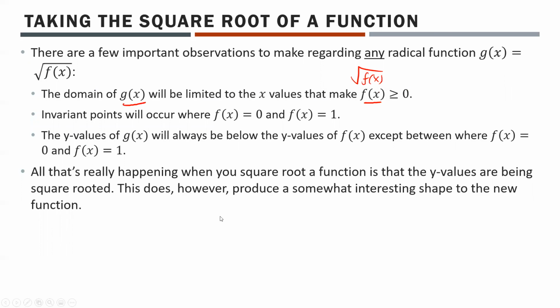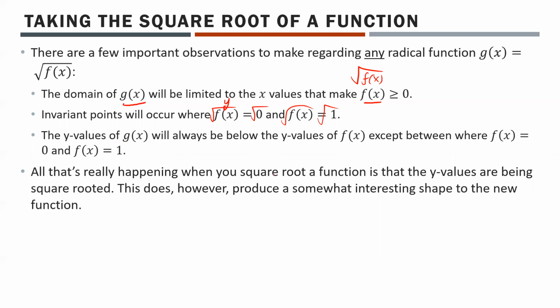The other thing we'll notice, invariant points will occur where f of x, remember that's a fancy way of saying y, f of x equals 0 and f of x equals 1. And this again is because if you square root this and you square root this, you still finish off with the same thing you started with. The next thing we got to know from this is the y values of g of x will always be below the y values of f of x, except between where f of x is 0 and f of x is 1. In those ranges, just because when you square root a number that is 0 point something, it actually grows. Everywhere else it'll be below the original graph.